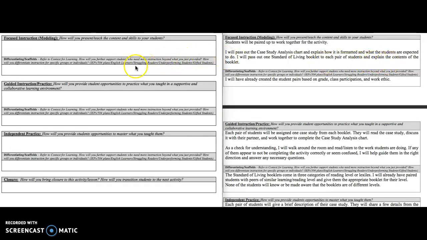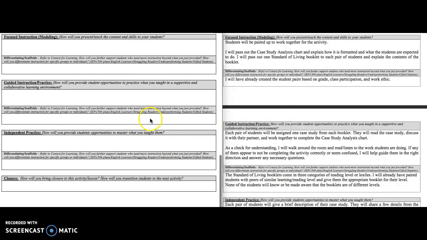And then we have differentiating and scaffolds for any students with IEPs, 504 plans, English learners, struggling students, underperforming students, or gifted and advanced students. So here they ensure that they have created the student pairs based on grade, class participation, and work ethic.